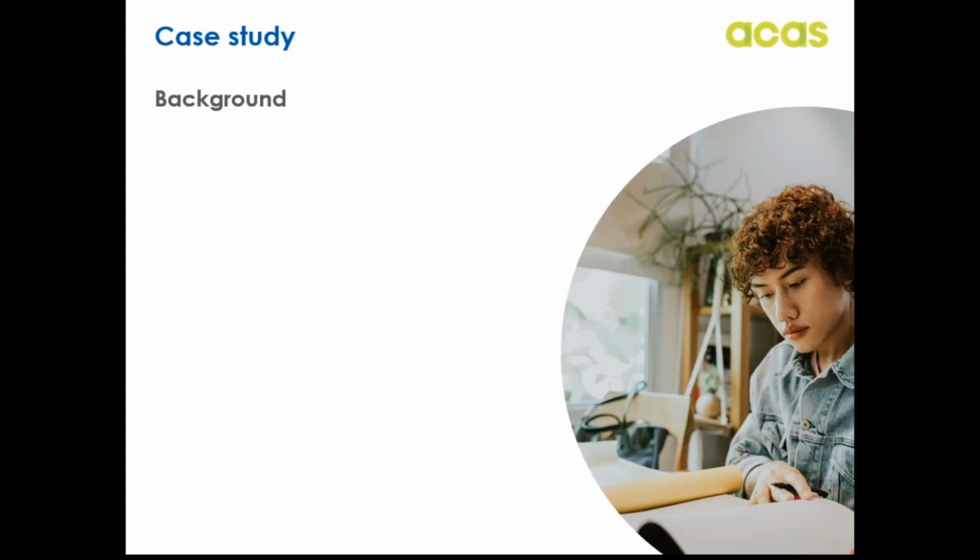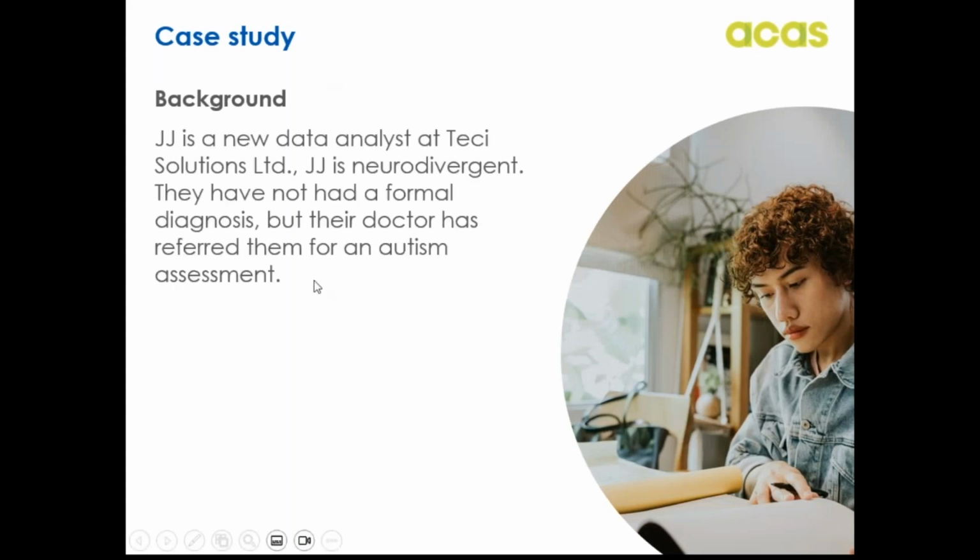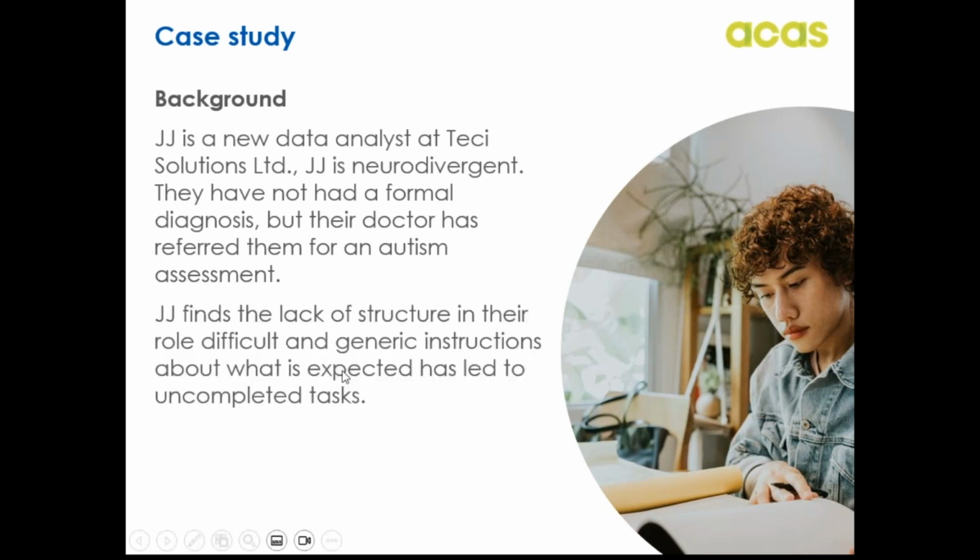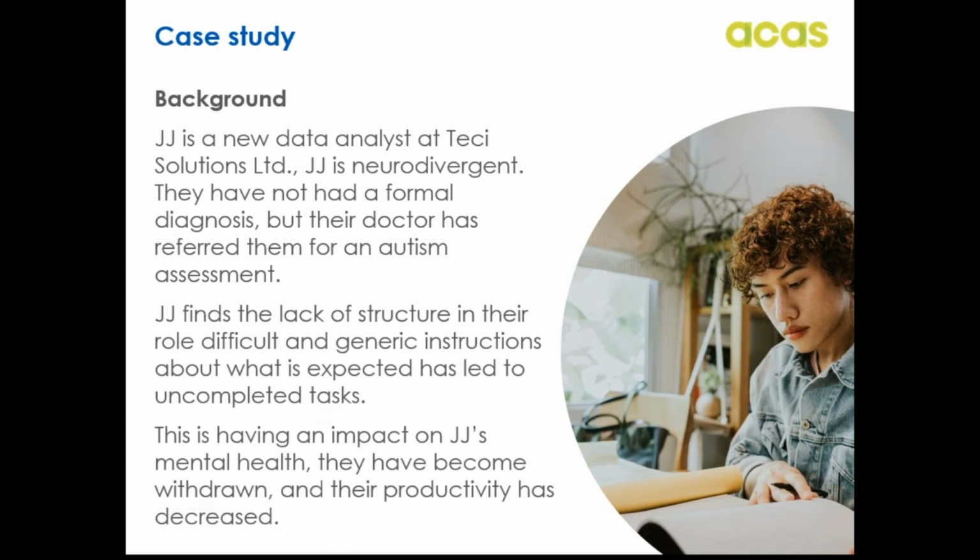Thanks, Judith. So let's look at JJ. JJ is a new data analyst at Techie Solutions Limited. JJ is neurodivergent. They have not had a formal diagnosis, but their doctor has referred them for an autism assessment. JJ finds the lack of structure in this role difficult, and generic instructions for work projects has meant incomplete tasks. Despite being highly skilled, the high-pressure environment has had an impact on JJ's mental health. They have become withdrawn and their productivity has decreased.